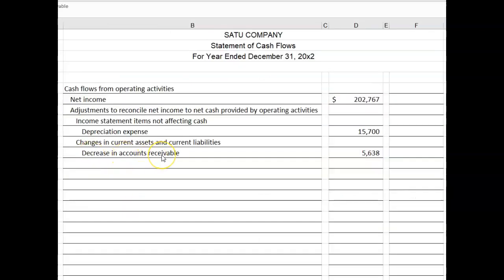Accounts receivable is a current asset. It's going to have the opposite effect on net income. So if this word says decrease, then add it back to net income. Increase net income, the opposite effect.